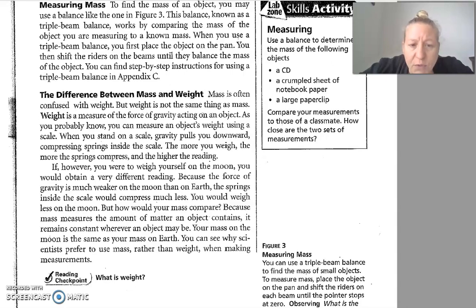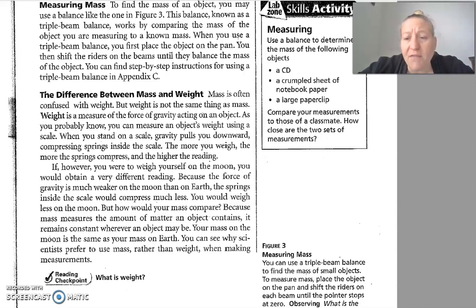If, however, you were to weigh yourself on the moon, you would obtain a very different reading because the force of gravity is much weaker on the moon than on the Earth. The spring inside the scale would compress much less. You would weigh less on the moon, but how would your mass compare? Because mass is the measure of the amount of matter an object contains, it remains constant wherever an object might be. Your mass on the moon is the same as your mass on Earth. You can see why scientists prefer to use mass rather than weight when making measurements.